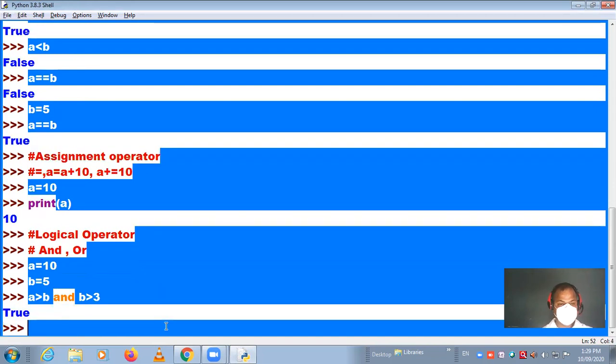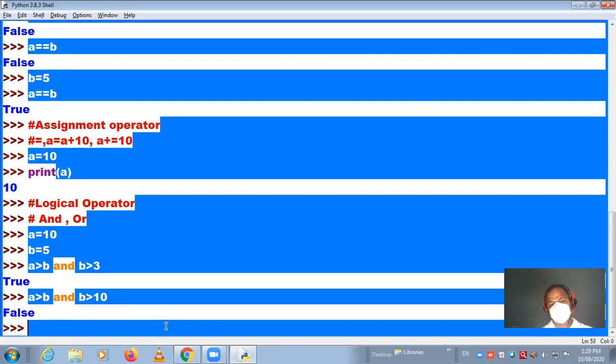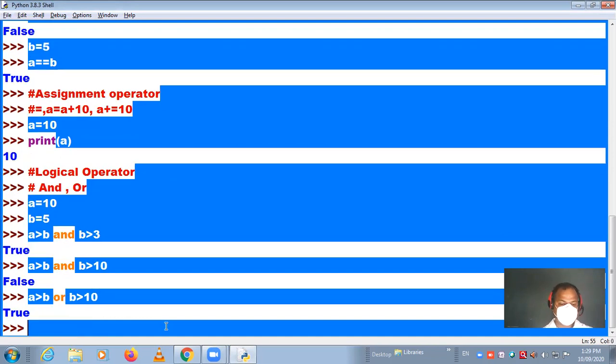If we change it to a greater than b and b greater than 10, it is definitely false, because b has the value 5, and 5 greater than 10 is false. But if we say a greater than b or b greater than 10, then this condition is false, but this condition is true, a greater than b, 10 greater than 5. If any one condition is true, you will get true.